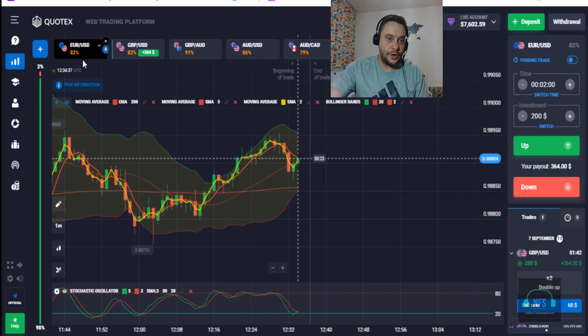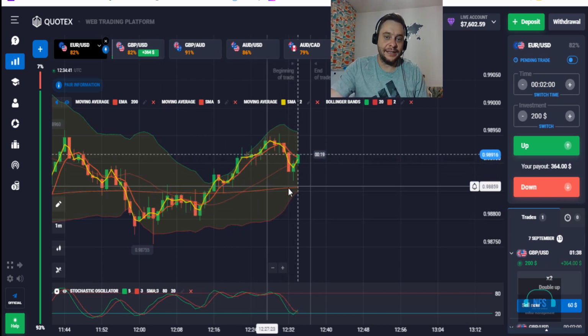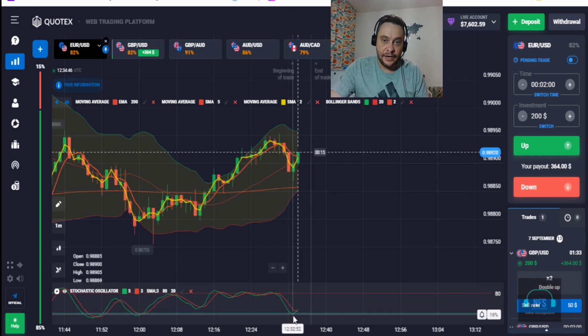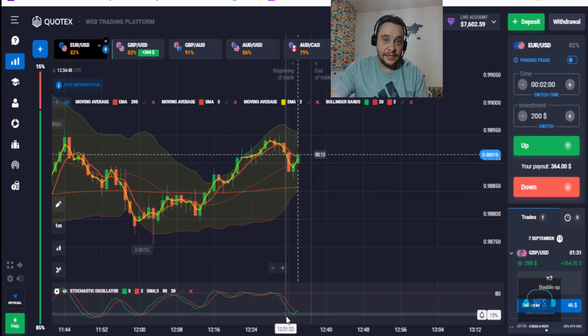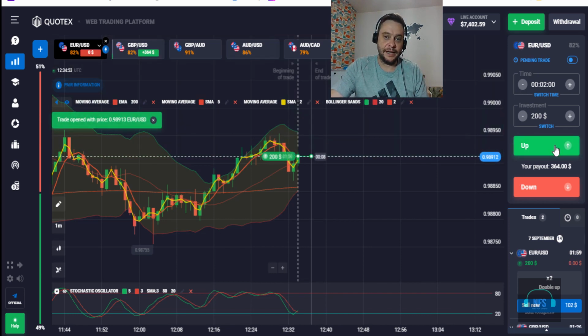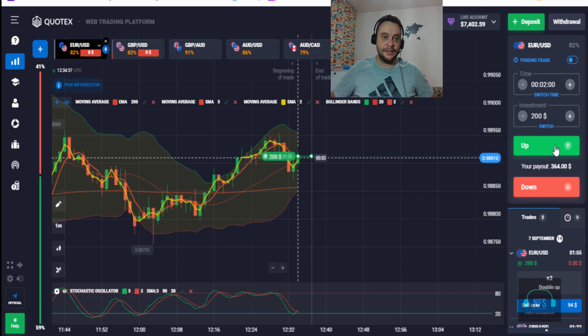Here, as you can see on Euro USD, we are above the 200 exponential moving average, so we'll be looking for up trades. And here we are on oversold level, so it is time here to place an up trade. And that's it. I've placed a trade, $200 trade on Euro USD.